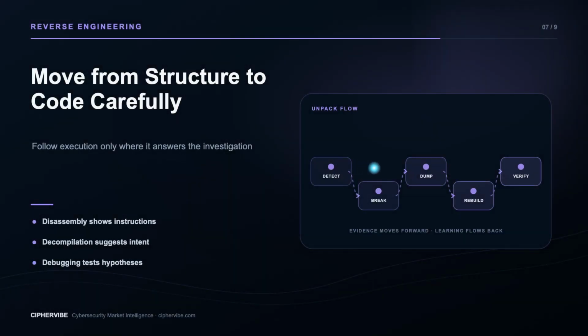Reverse engineering explains the important mechanisms behind observed behavior. A disassembler translates machine code into instructions. A decompiler reconstructs higher-level pseudocode, but names, types, and control structures are estimates. A debugger pauses execution so you can inspect registers, memory, call stacks, and branches.